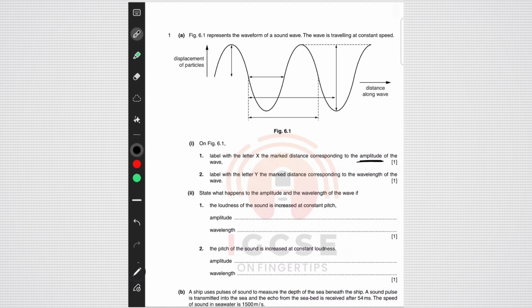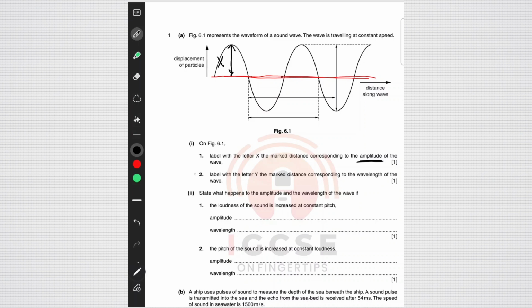So first, to understand amplitude, you should draw a mean position. Only then you can find out what is the amplitude. Amplitude is the maximum displacement from mean position. So this should have been marked as letter X, right? You should mark this as letter X in your answer.